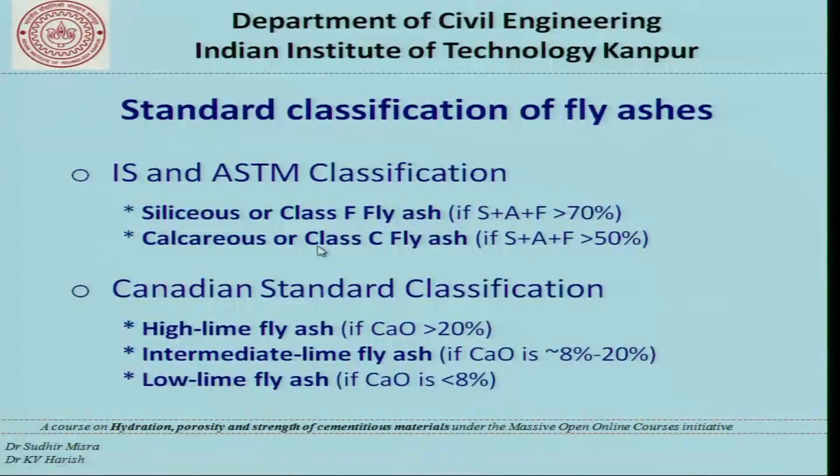Remember that you have two classifications for ASTM and you have three classifications for Canadian, and usually the high lime fly ashes will be of class C variety and low lime fly ashes will be of the class F variety, and the intermediate lime fly ash could be either class F or class C depending upon the percentage of calcium oxide as well as S plus A plus F.